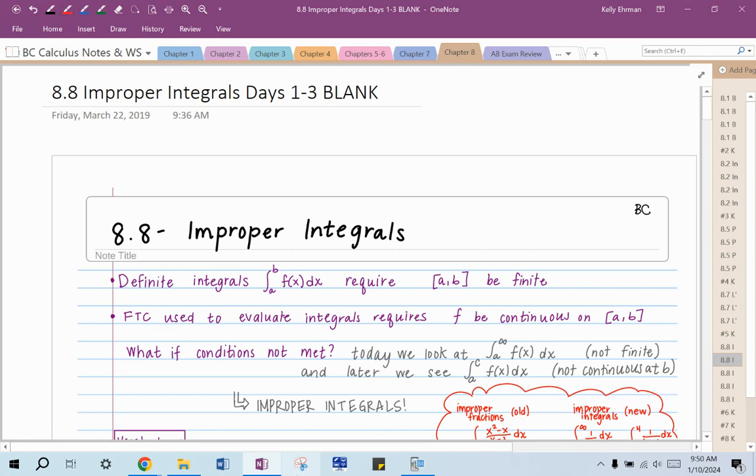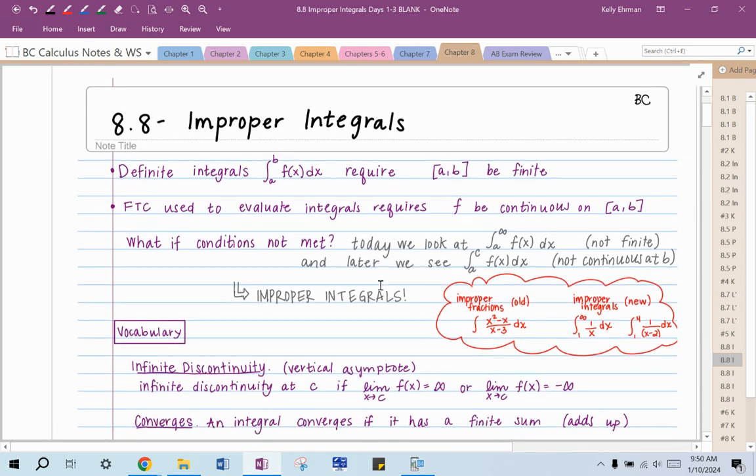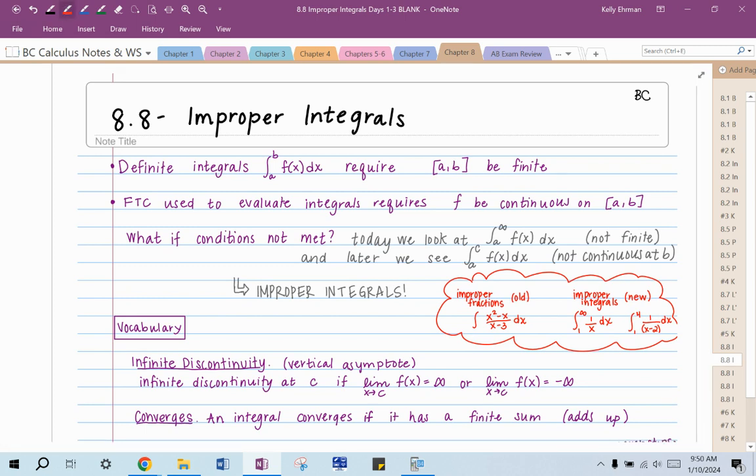Right, this last section we're going to break into 3 days because they're kind of like 3 different scenarios that we're looking at. We're going to be looking at different types of improper integrals. The first type that we're looking at today is instead of having a definite integral where a and b are finite numbers, we're going to look at intervals where maybe we're going from a to infinity, or maybe we're going from negative infinity to b. So what do we do about that?